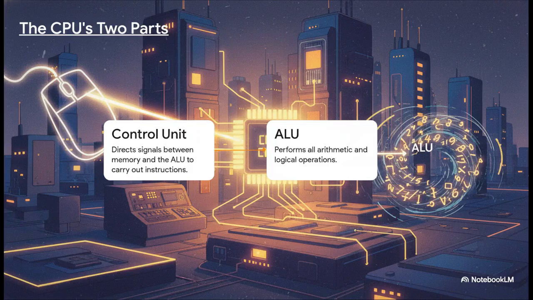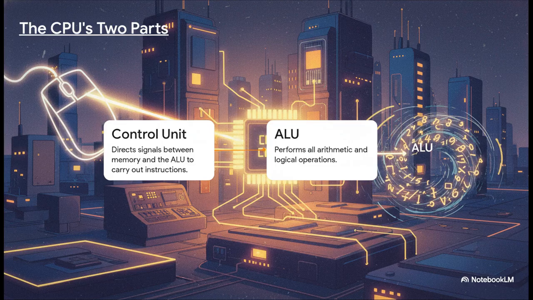Now, this brain has two main parts. First, you've got the control unit. Think of it like a director on a movie set. It reads the instruction from our click and then starts bossing everyone else around, telling them what their job is. Then you've got the arithmetic logic unit, or ALU. This is the math whiz.